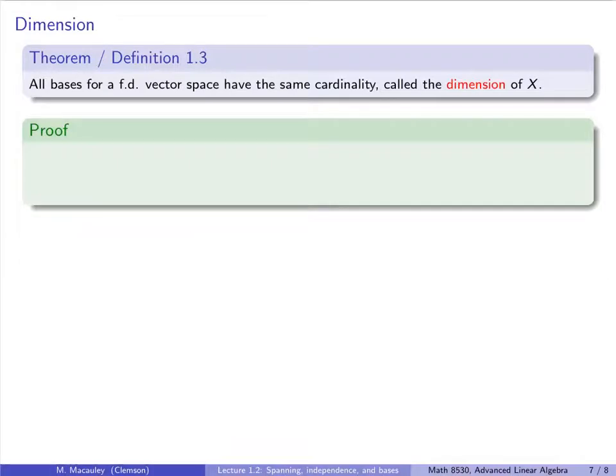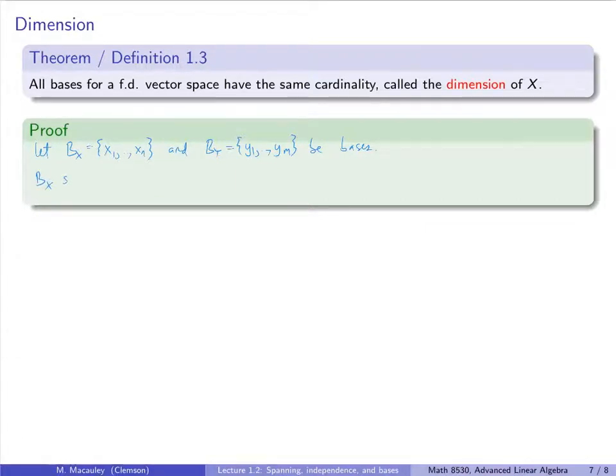Next up, let's state and prove what I just said that we knew to be true, which was that all bases for a finite dimensional vector space have the same cardinality, which is what we call the dimension of the space. So to prove this, let Bx be one basis, say x1 up to xn, and let me call the other one By, y1 up to ym, be bases.